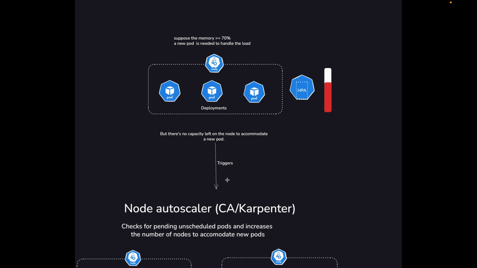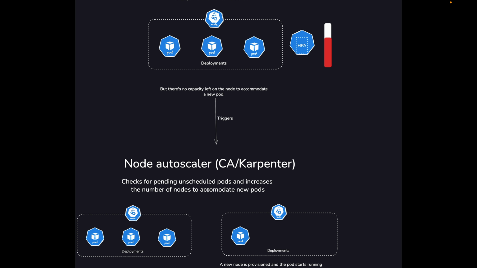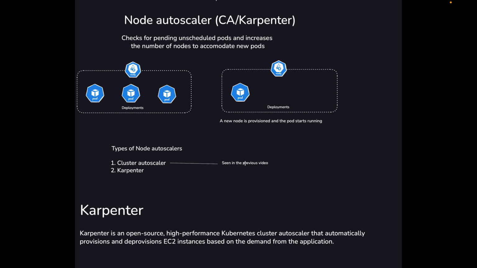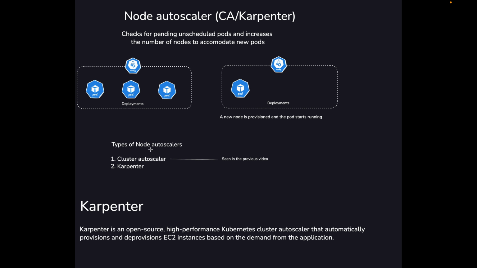And to do so, it will trigger something called a node autoscaler. Now what is a node autoscaler? Well, a node autoscaler is a Kubernetes component which checks for pending unscheduled pods and increases the number of nodes to accommodate new pods. So suppose we had a deployment running with 3 pods, and somebody just spins up a new pod, and because there are no nodes left, the node autoscaler will just create a new node for this pod, and then this pod can be scheduled on this new node, and this is how the scaling works.